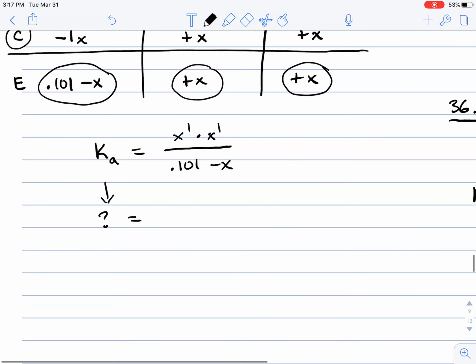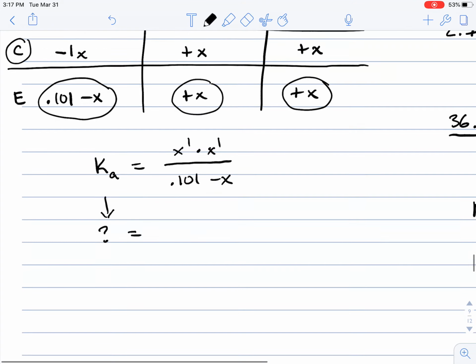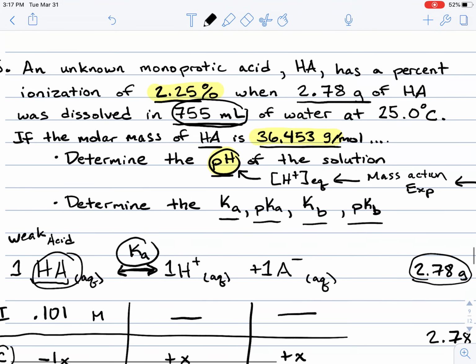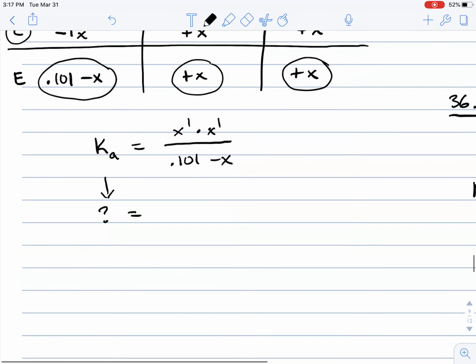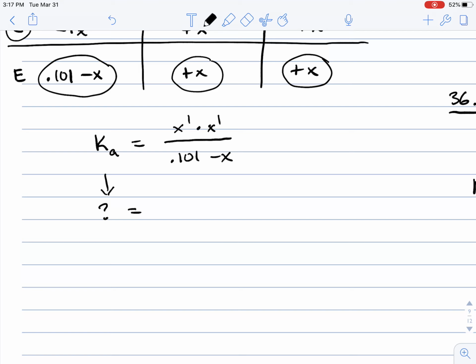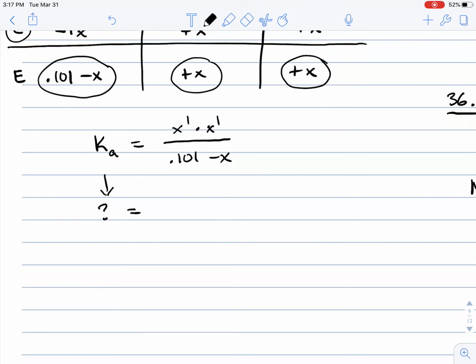And that's something that we need to solve for. If you look at the problem, the Ka was not given at all, so we're going to leave that as a question mark. However, we can reduce the rest of this expression to x squared over 0.101 minus x. Since we don't have the value of the Ka, we don't really know if we're going to ignore this x in the denominator.